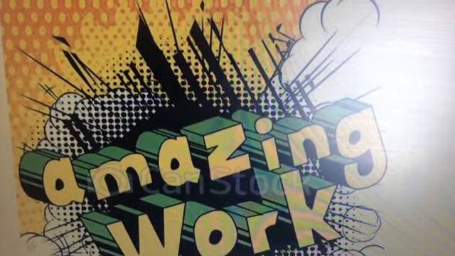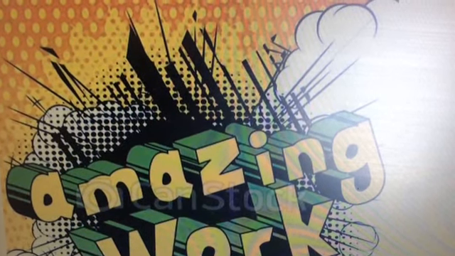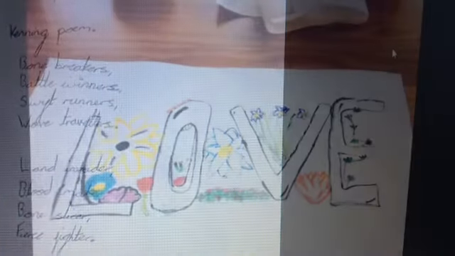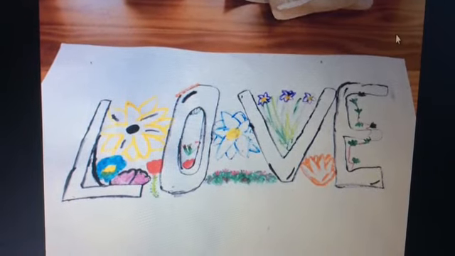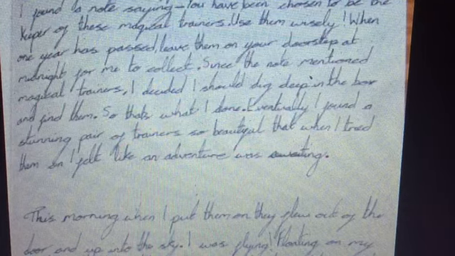Now let's look at some of your amazing work that you sent through to us on Class Dojo. See if you can spot anything that's yours. Remember, you don't need to print off all the PowerPoint each week to complete all your work. Look at these excellent examples of the work, where children have chosen how to present their own work and chosen their own style.